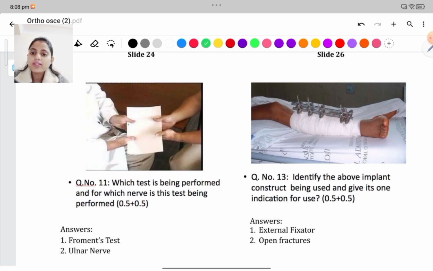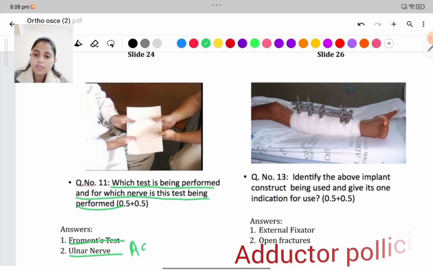This is the Froment sign. Which test is being performed and for which nerve is this test being performed? This is the Froment test. This is done for the ulnar nerve and to check for the adductor pollicis muscle.